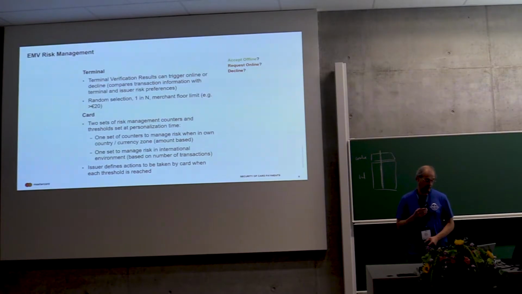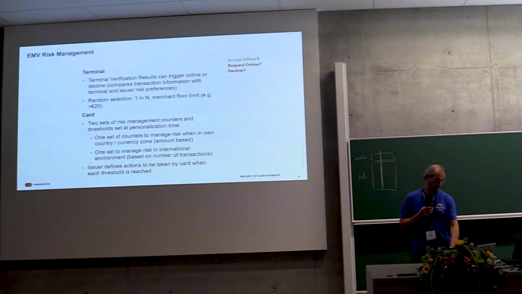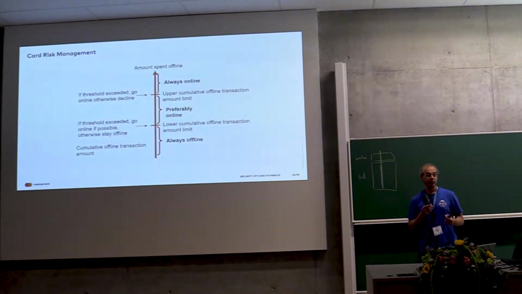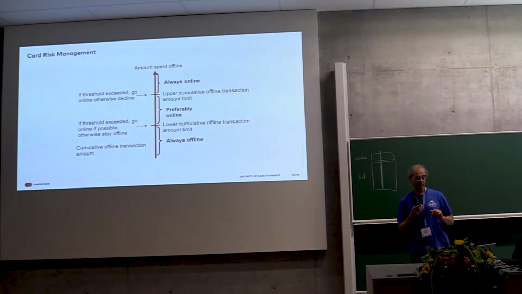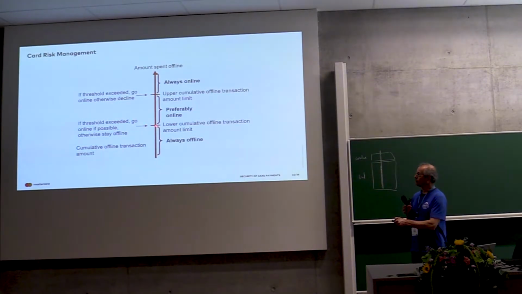For the card, there's quite a lot of interesting things that can be programmed into the card. In particular, you can have counters and limits programmed into the card, so that, for example, if you have a particular spending limit, you can program what's called a lower limit and an upper limit on the total amount spent. So that when the total amount spent has gone higher than the lower limit, the card will try and send the transaction online.